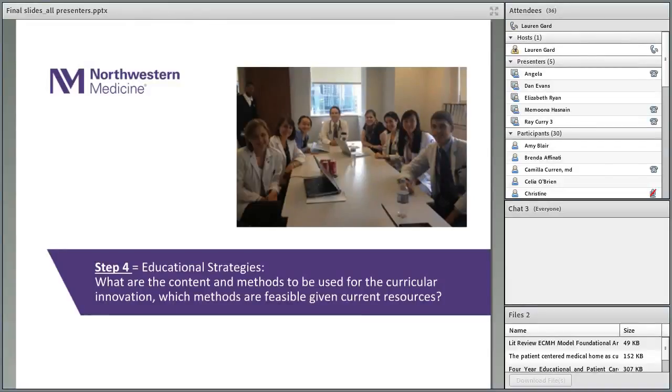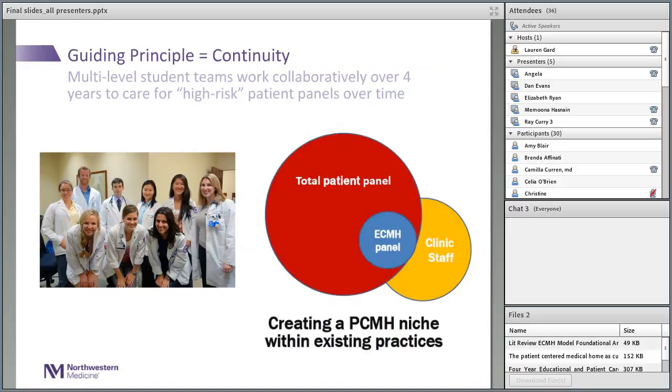So step 4, what are some strategies we can do to try to maximize this important concept of social determinants of health? I think continuity is really the number one strategy that we came up with, and I'm going to go through some details of how we implemented this.